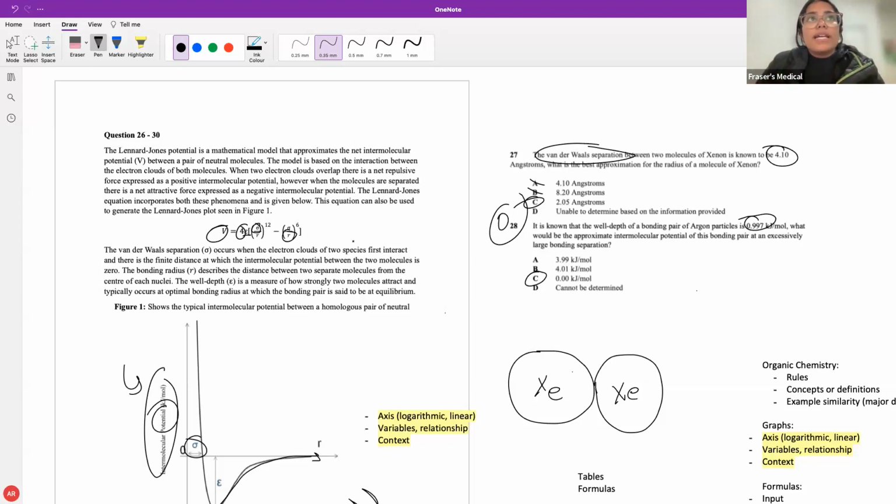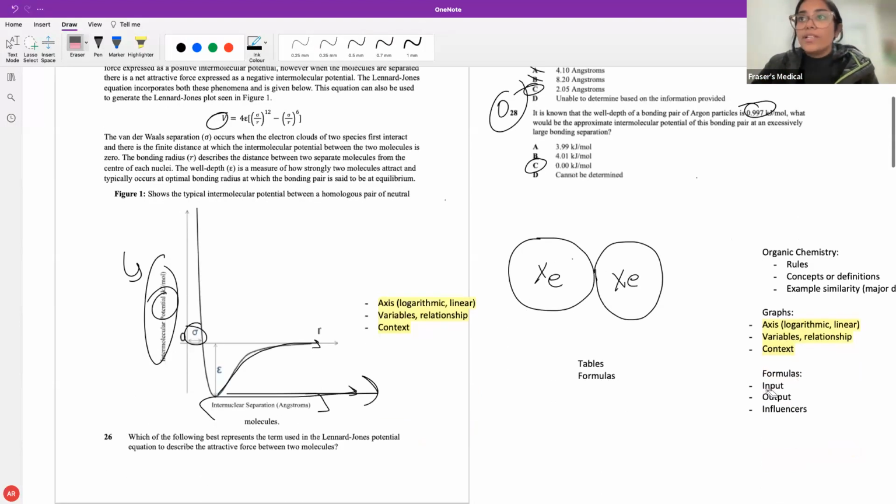What's really important to understand is the relationship between the variables. Intermolecular potential is inversely proportional to the bonding radius. So the further apart the nuclei are, the increase in R will reduce your intermolecular potential. However, the greater your well depth is, the greater your intermolecular potential. So you're looking at your inputs, your outputs, and anything that might influence that. These are your major inputs. That's your output. The thing that's influencing this is the well depth. So these are things to look out for in formulas.